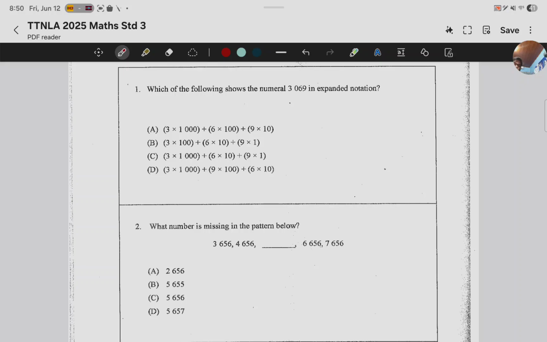First question, which of the following shows the numeral 3069 in expanded notation? So we have 3069, ones, tens, hundreds, thousands. To expand the number, we multiply the digit by its place value, so that is 3 by 1000. Add, well, there's 0 by 100, so we can leave that out. 6 by 10 plus 9 by 1. So that would be option C.